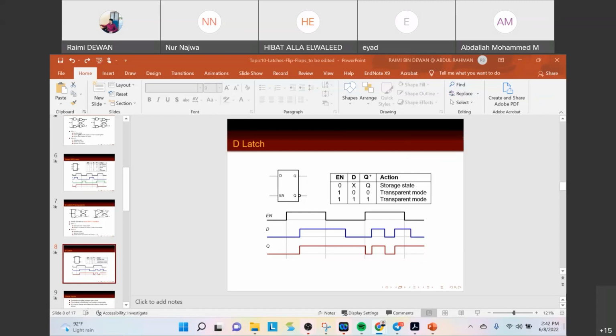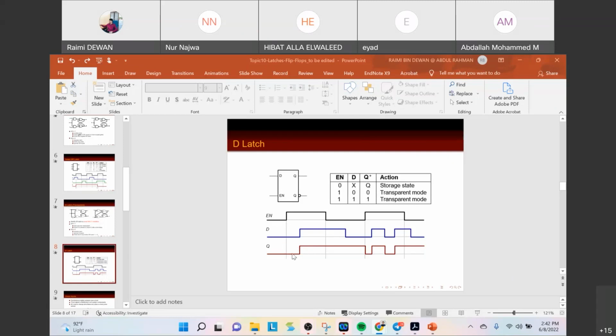So here you can see it is enable 0. When you enable 0, it doesn't care about the D inputs. It will just follow the previous output. So if the previous output is 0, it will become 0 here. Because enable is 0, regardless of what your input is, it will perform the storage state, meaning it just follows the previous output.